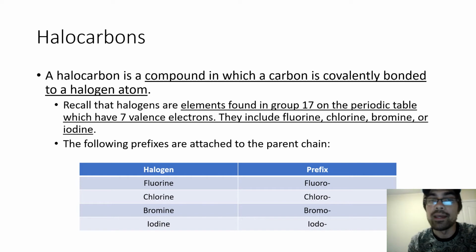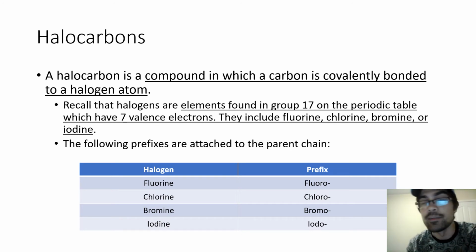Okay, so a halocarbon is a compound that has a covalent bond, where one of the carbons has a covalent bond with a halogen atom. Now sometimes, if you go further with this, you may see these called alkyl halides.